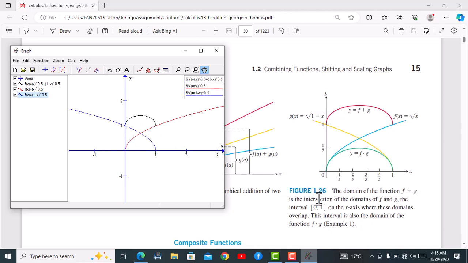So this is what we have. So what is happening here? The domain of the function f plus g is the intersection of the domains of f and g, and the interval 0 to 1. Very important, 0 to 1. So this is the intersection of the two.